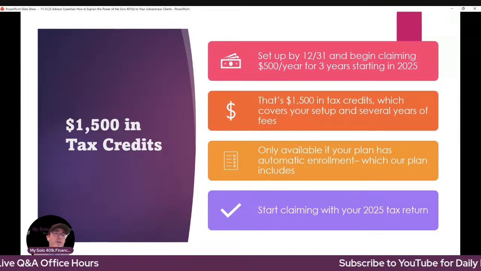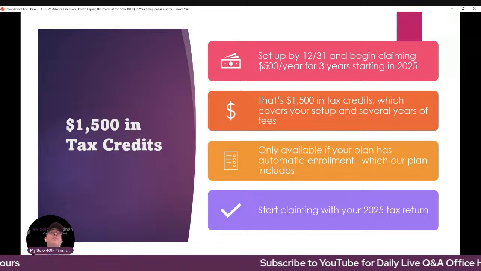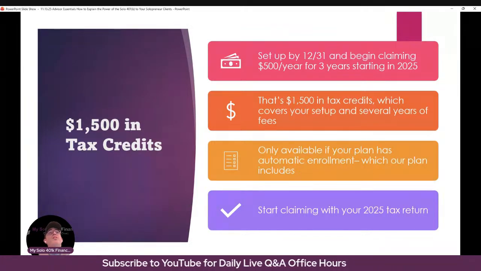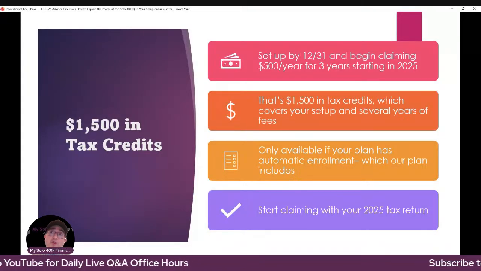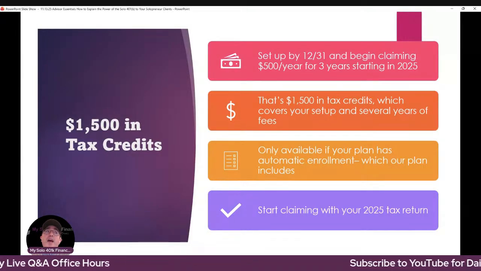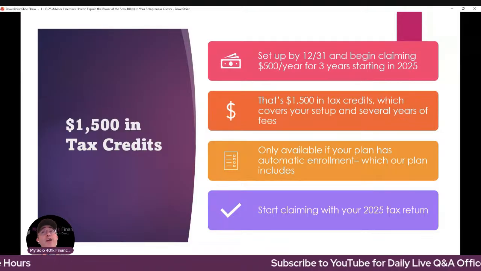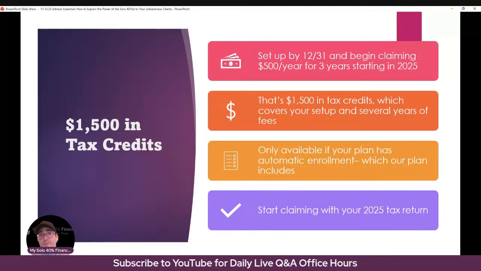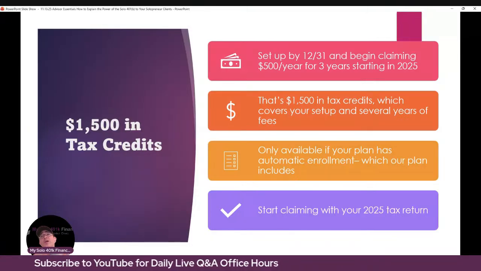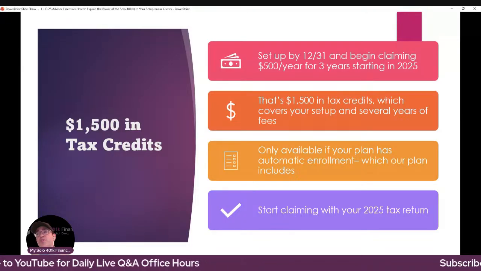Now, we also note that in order to be eligible to claim the credits, the plan needs to include an automatic enrollment feature, which we automatically draft documents to include. Part of that feature is setting a default 3% contribution percentage, but the individual doesn't need to make contributions to be eligible to claim the credit.